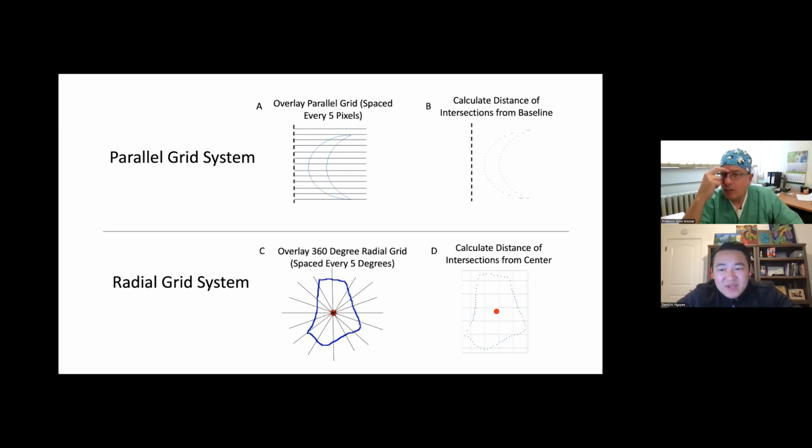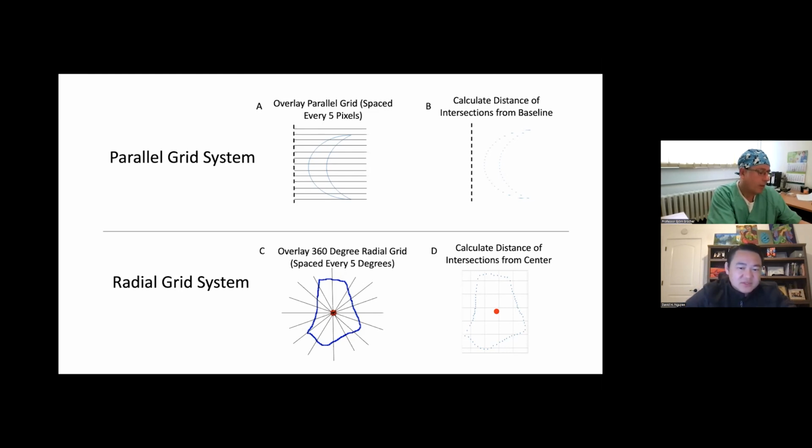And once we do that, we can measure the distance that every dot, the blue dot, makes to that dotted line, which is the reference point from which we measure distance. So in this way, we can turn a two-dimensional shape like this crescent into a sound wave, essentially a sinusoid wave.